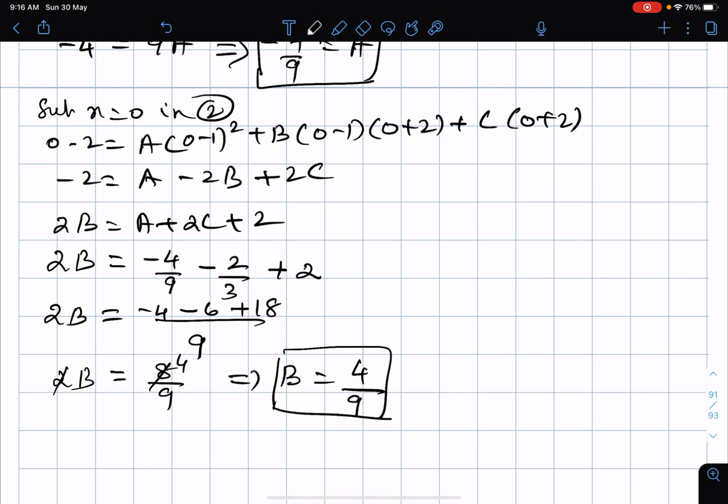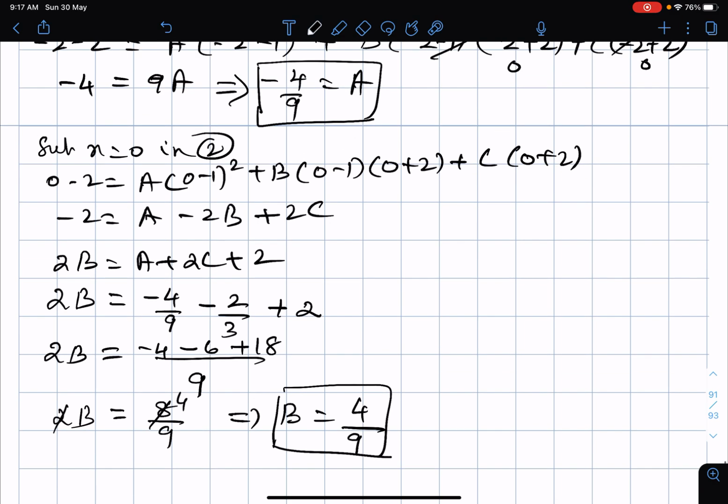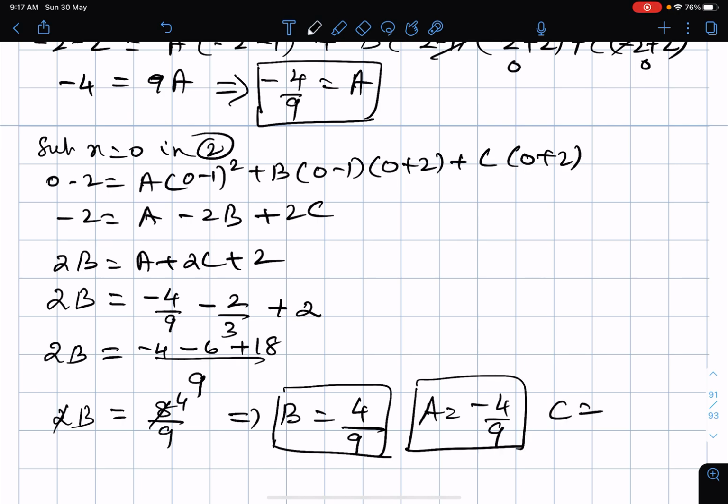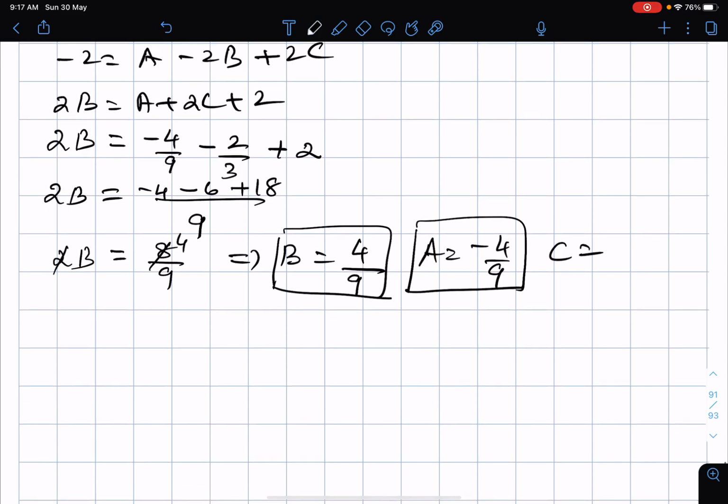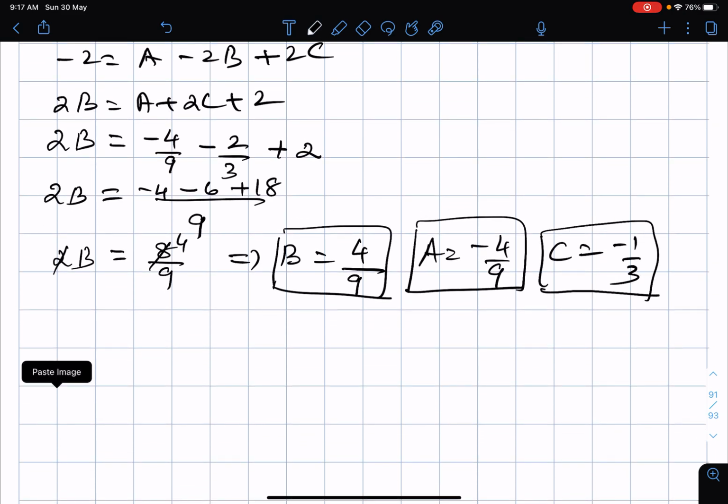So we have got the answers for a, b and c. For a it is minus 4 by 9, b is 4 by 9, and for c it is minus 1 by 3. So we are going to substitute these three values in the first equation.